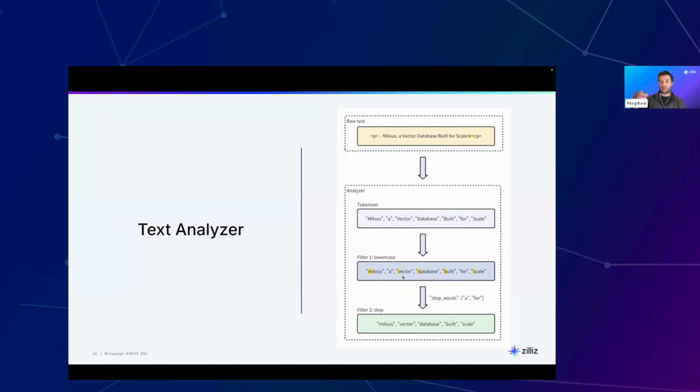And then the other filter is that you're going to remove the stop words. Stop words are words that are very common in the language. So for English, "a" and "for" are very, very common words, so they don't add any valuable information. Then you just remove them. So then you have "milvus vector database built scale." And that's what we're going to score.